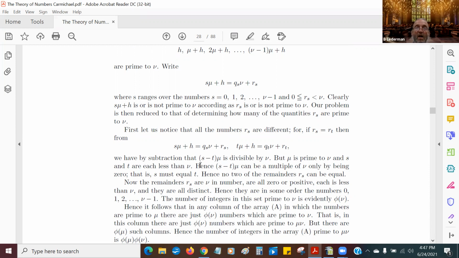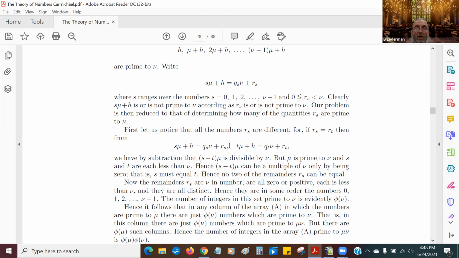And now if I subtract, I get S minus T times mu, because I'm subtracting this equation from that equation. The H's are going to cancel. I have S minus T times mu. And on the other side, this is divisible by V, and if RS and RT are equal to each other, if these two respective remainders are equal, then when I do the subtraction, I have QS minus QT times V. So now I have this there as well.